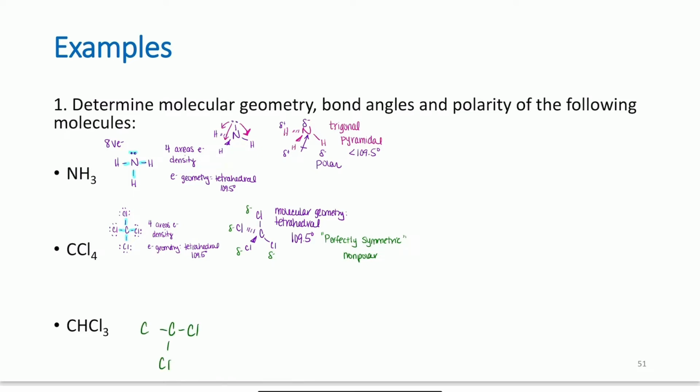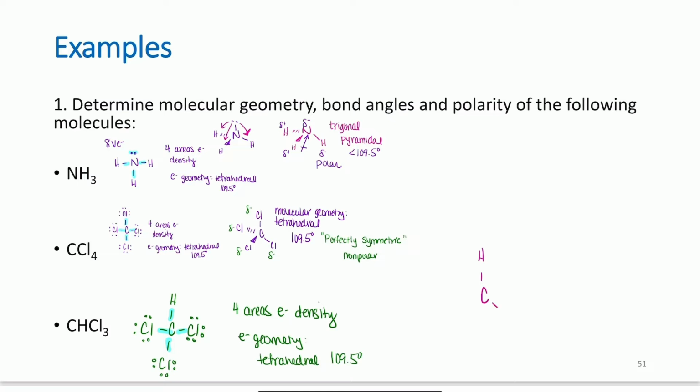Connect my outer atoms. Give my outer atoms their octet. Check to make sure my central atom has its octet, and it does. So we are good. We've got 1, 2, 3, 4 areas of electron density, which means my electron geometry is tetrahedral, 109.5 degrees. Draw this into your molecular geometry shape.